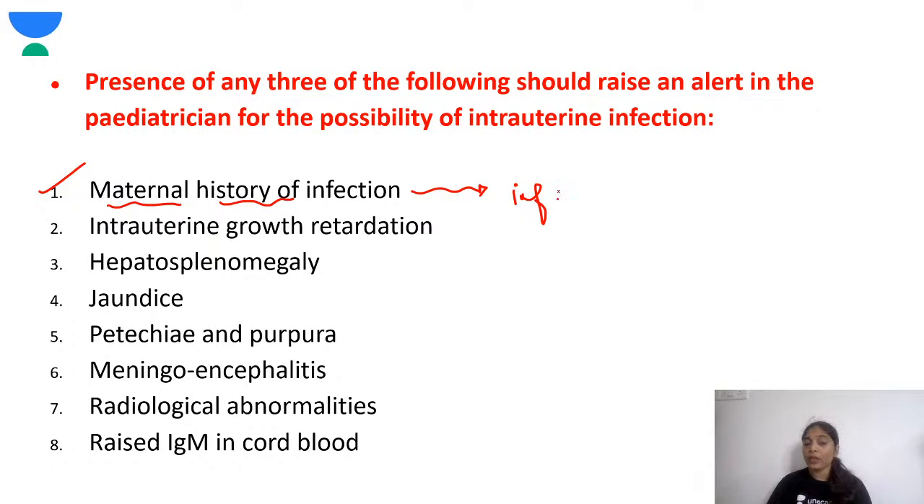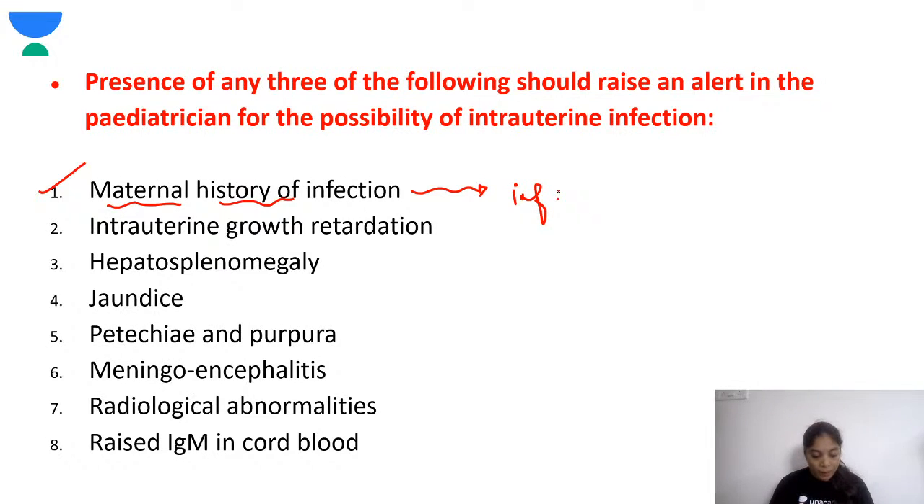Another condition is genital herpes. If the mother has genital herpes at the time of delivery, she can transfer the infection to the newborn. That is why the maternal history of infection is very important.